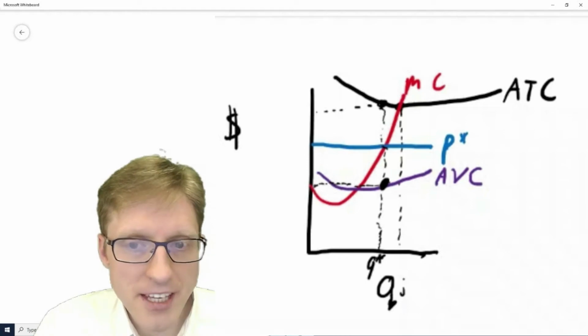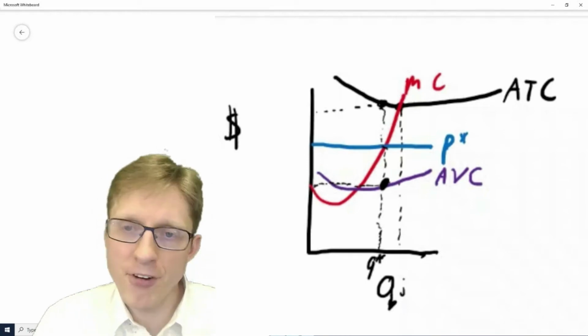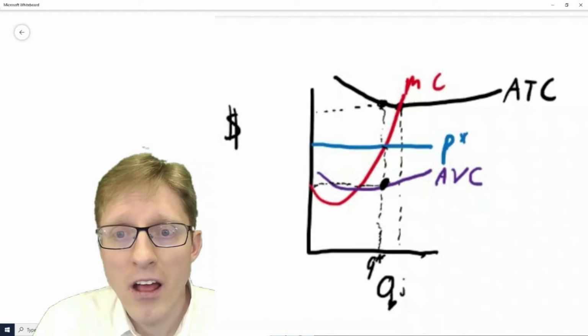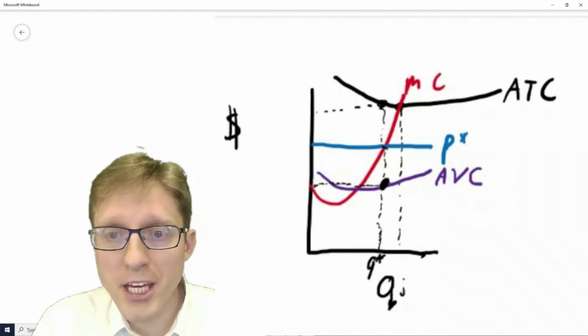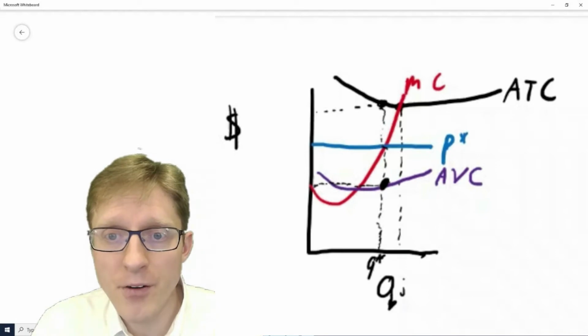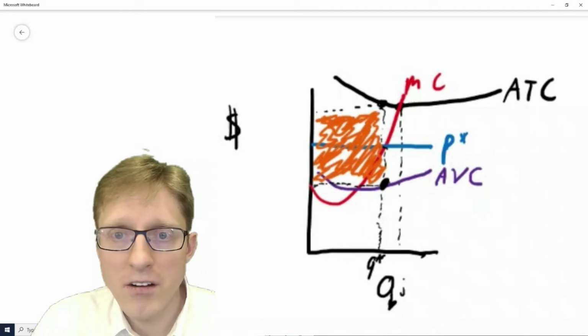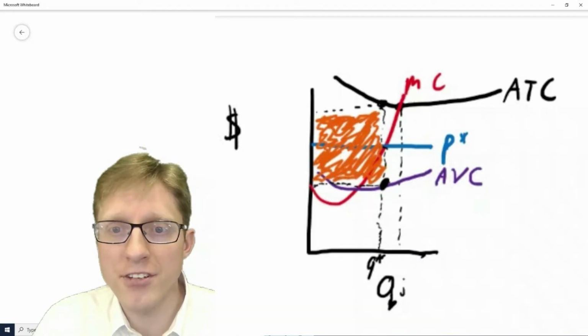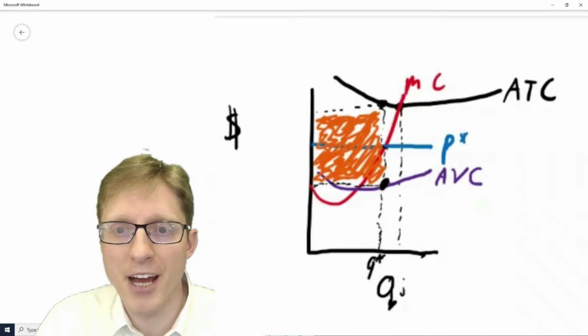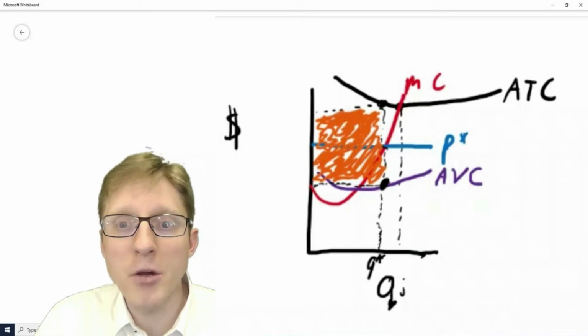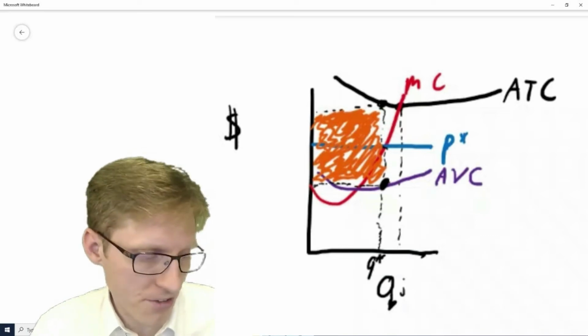Then we could see that if the firm were not to operate at all, its losses would be equal to the fixed costs, which, as I said, are equal to the difference between the average total cost and the average variable cost times the number of units sold, which is the area of this rectangle here. So that would be the firm's losses in the short run if they were to shut down and not produce anything. It would just be equal to the fixed costs, which we are assuming are sunk.